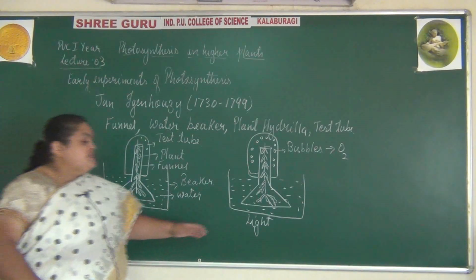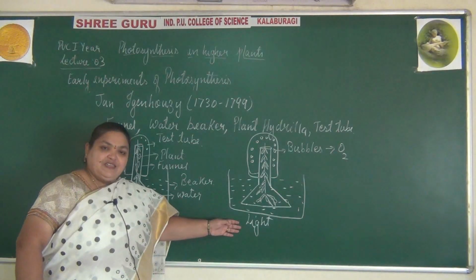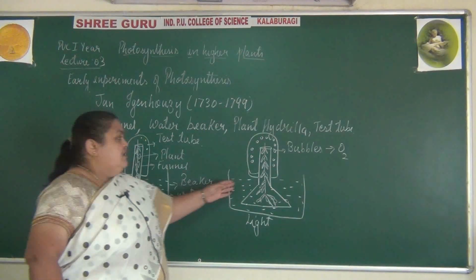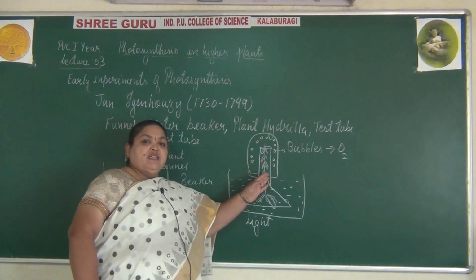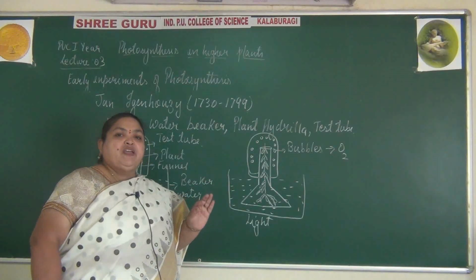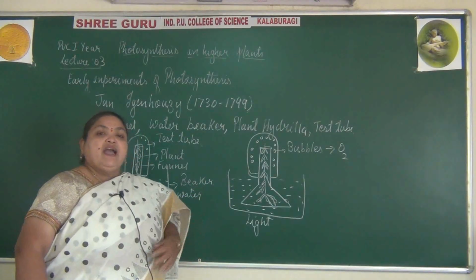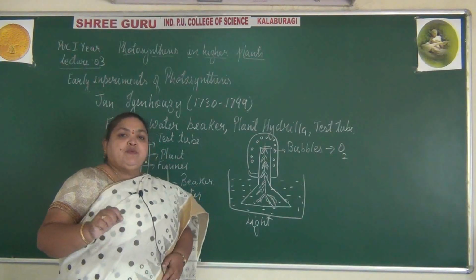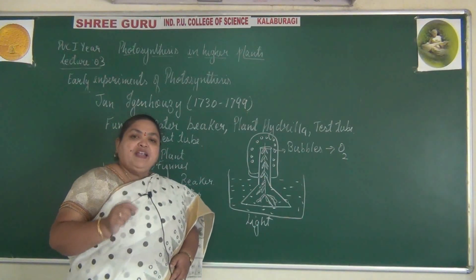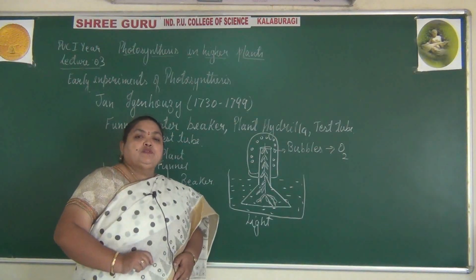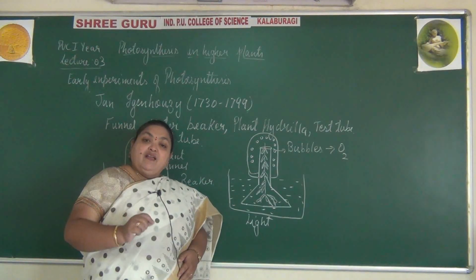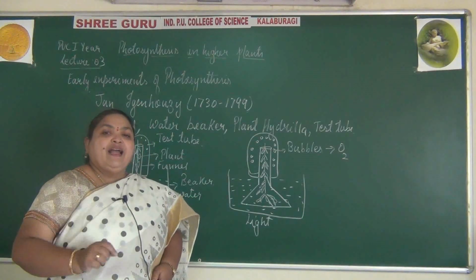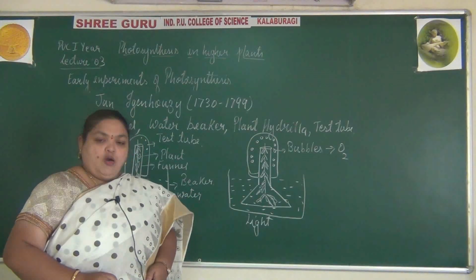While if the apparatus was placed in the presence of light, he observed that the test tube on the inner side had produced very minute bubbles, and these bubbles are nothing but oxygen. So this experiment indicates that during the process of photosynthesis, air is released by the plants, and that air is nothing but oxygen.